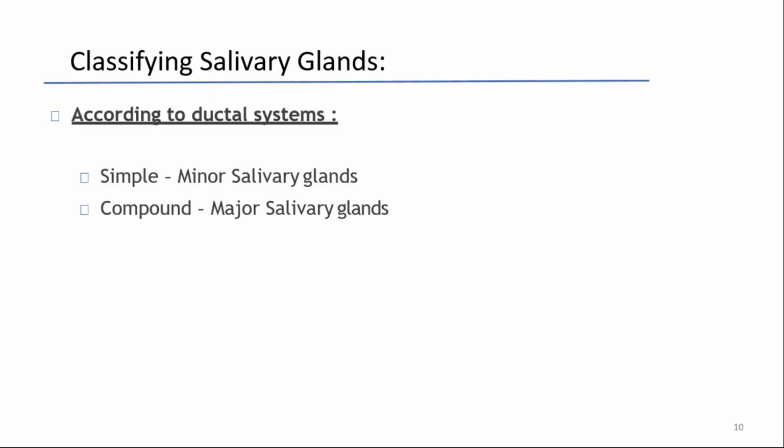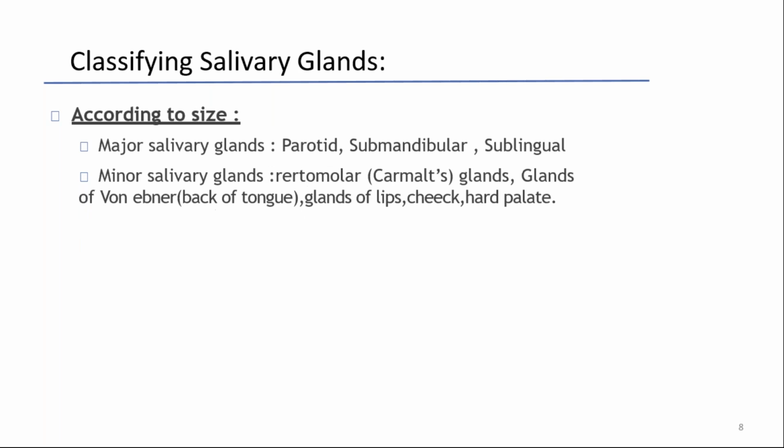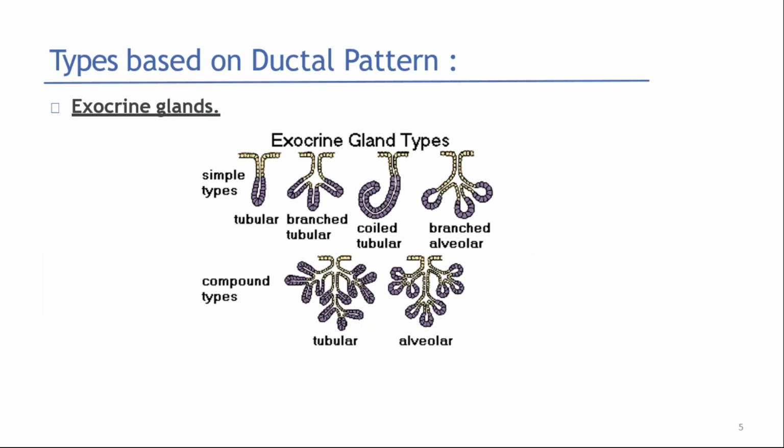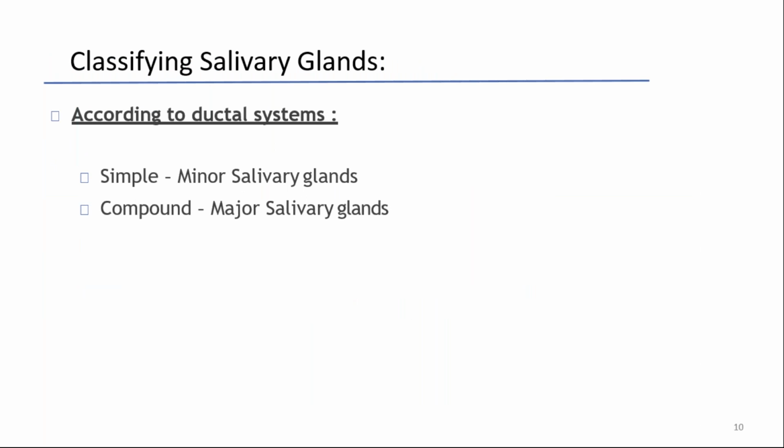Based on the ductal system, they are simple and compound. As I have shown in the first or second slide, here again there are simple types and compound types. The simple types are the minor salivary glands, and the compound are the major salivary glands. As the gland is larger in size, the architecture is more complex. So just remember it like that. Major has a compound ductal system, whereas simple has a straightforward single ductal system.